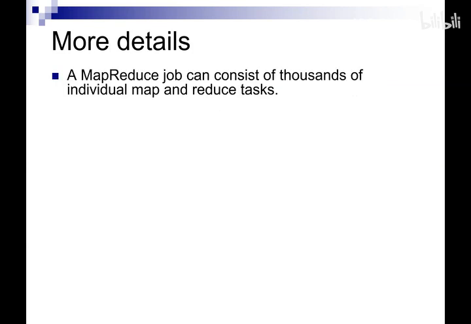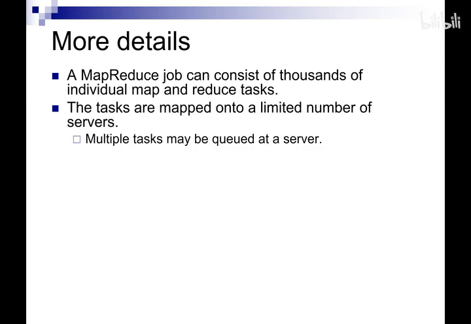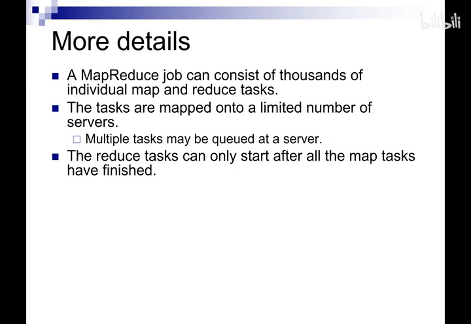Now, a few more details about this. When you start a MapReduce job, you could actually create many map and reduce tasks, like thousands or even more. But when it comes time to run them, you might not have that many servers. So you need to take your thousands of tasks and schedule them onto maybe a few dozen servers. The way this is done is that each server has a work queue, and you can enqueue multiple tasks into the queue at the server.